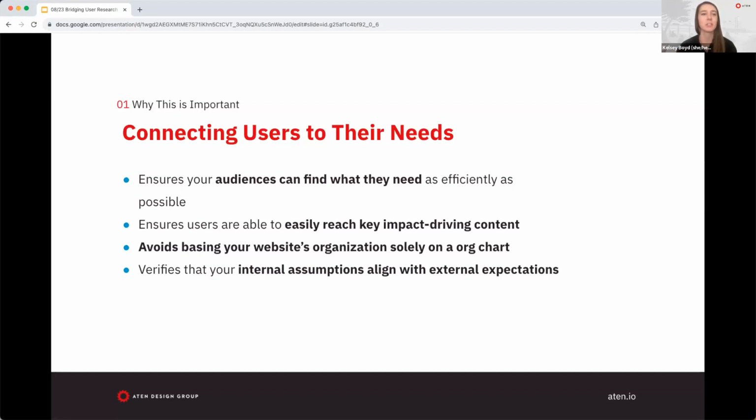And we really want to make sure that the way that we organize information and content across the site aligns with external expectations, so that we're really vetting any internal biases or assumptions and making sure that we're really meeting users where they are and what they expect to find.